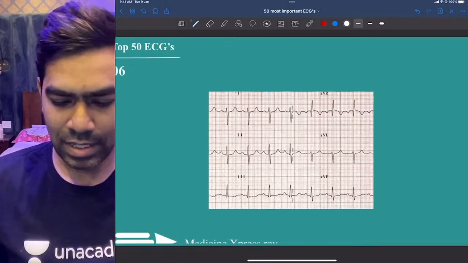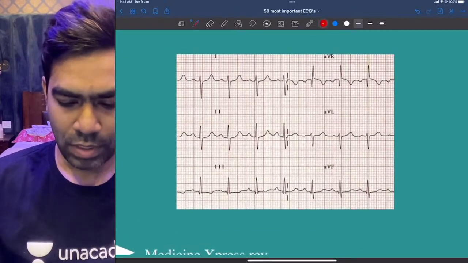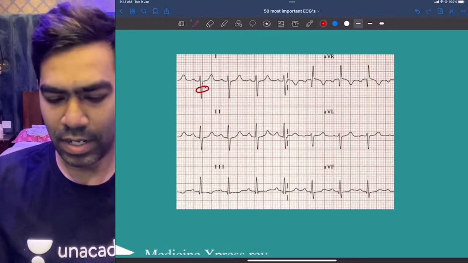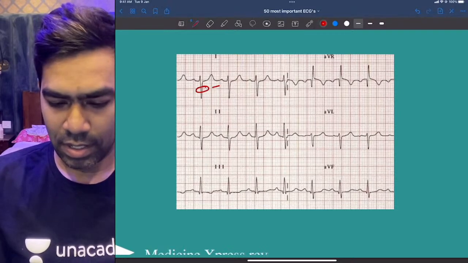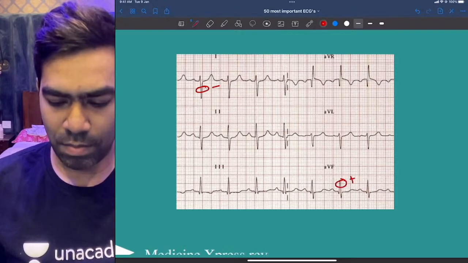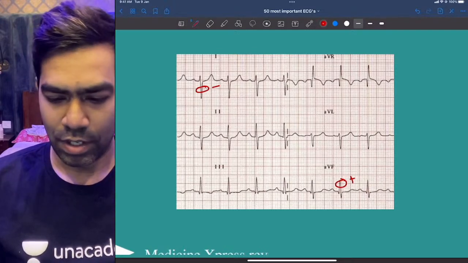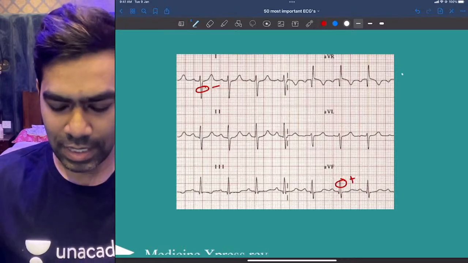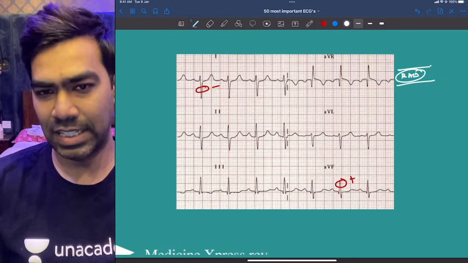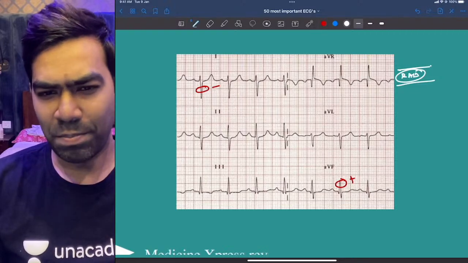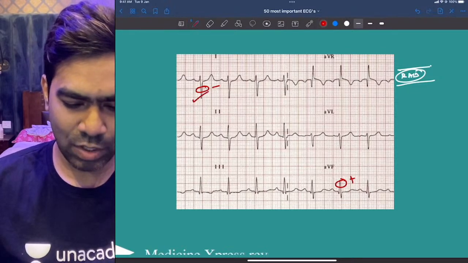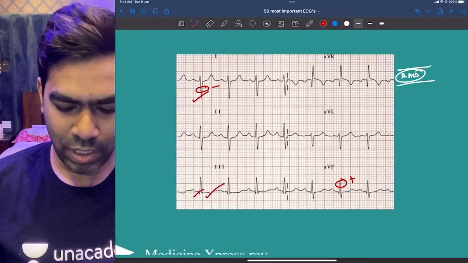And if you look at this EKG, for example, so see here. Here you are having a predominantly negative complex in lead 1, and a predominantly positive complex in lead AVF. So this clearly suggests that this EKG is an example of a right axis deviation. And to some extent, I think you are able to see the classic S1 Q3 T3 pattern.